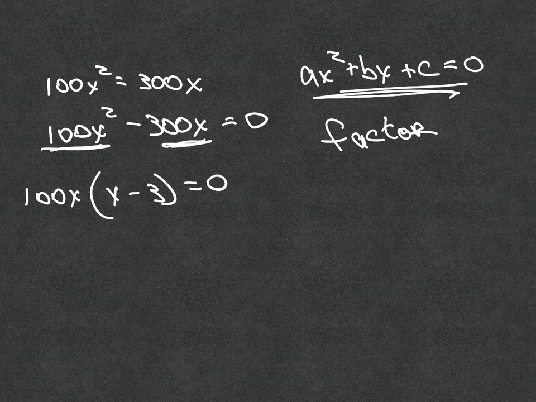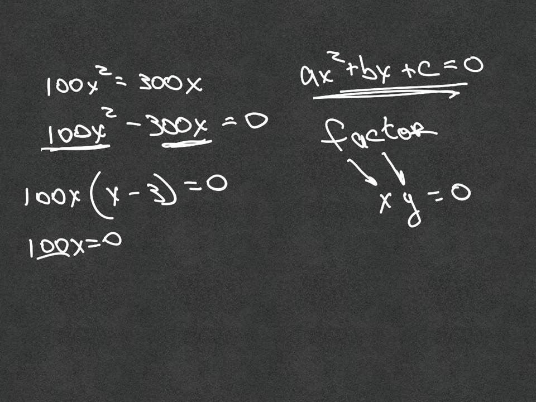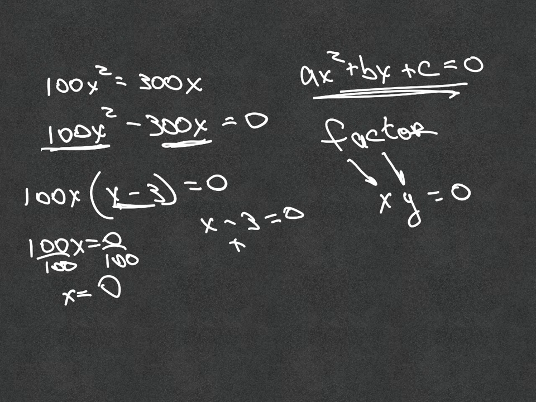Well, according to what I had written before, if I say that x times y equals 0, then one of these has to be equal to 0. What I do is I take this and set it equal to 0, and this and set it equal to 0. So I find x twice. So let's find 100x equals 0. Divide by 100, divide by 100, and x equals 0. And then I look at the x minus 3. So I add 3 to both sides.